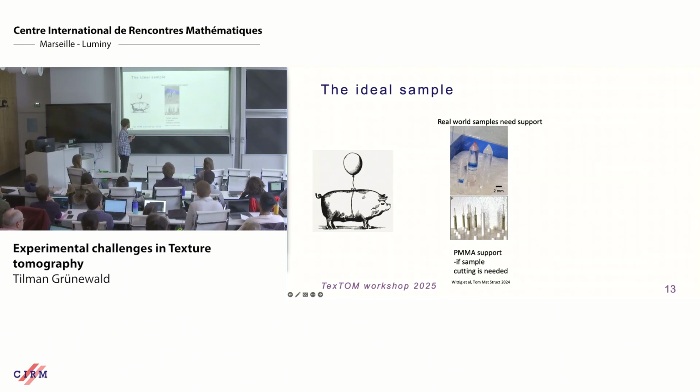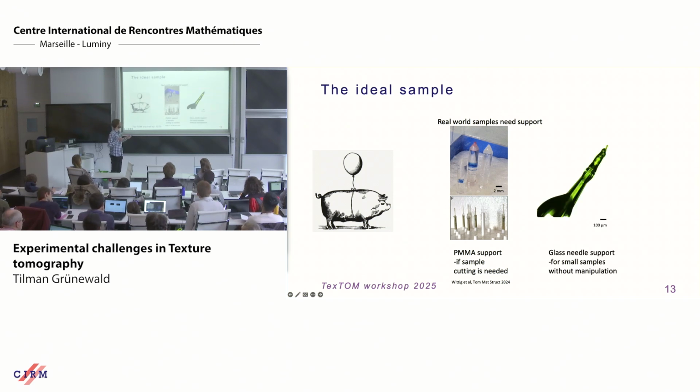What tends to work well for us if we need to cut the sample afterwards is PMMA. I mean, here I'm talking about a 50 micron sample, something like this, just to give you an idea for high resolution imaging. So we have these PMMA needles where you can put your sample and then you can get it smaller, but I'll talk about that later.